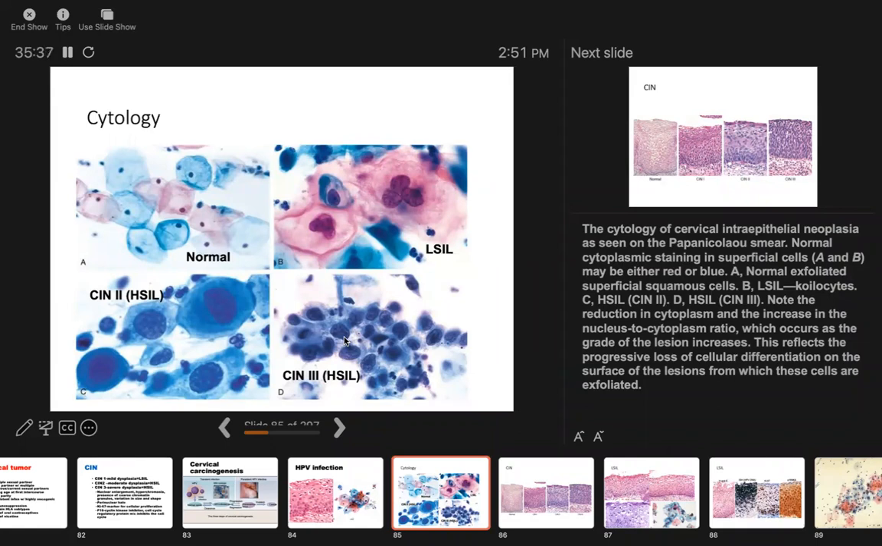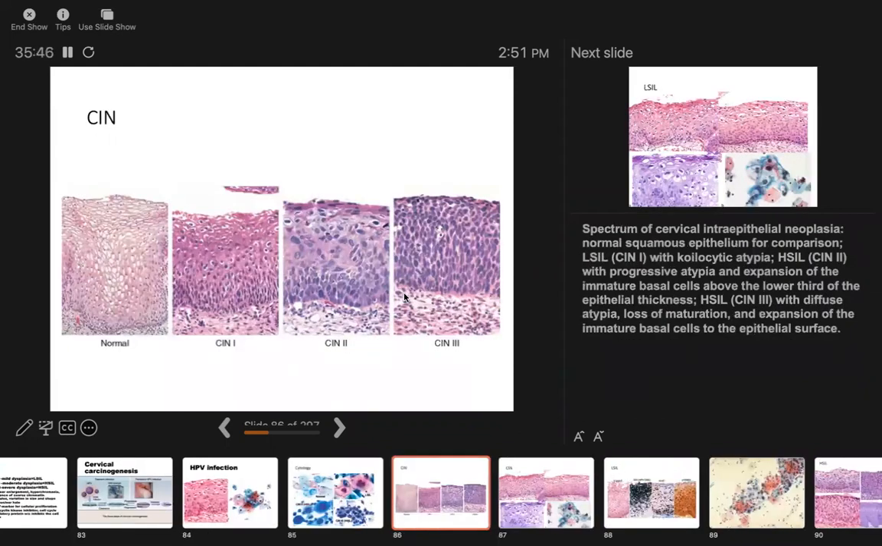Now, that's PAPS. Let's talk about biopsy. So this is normal. That's CIN 1, 2, 3. Again, 1/3, 2/3, full thickness. Okay. So these are termed as dysplasia. Why? Because there is disordered growth.